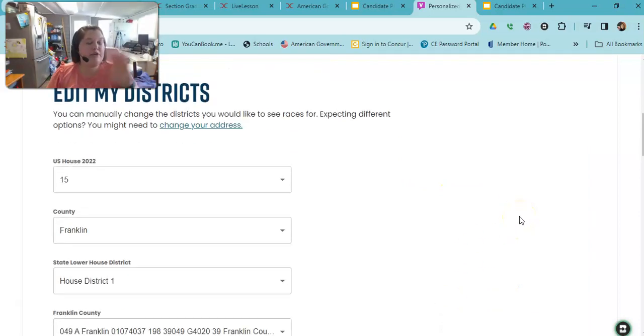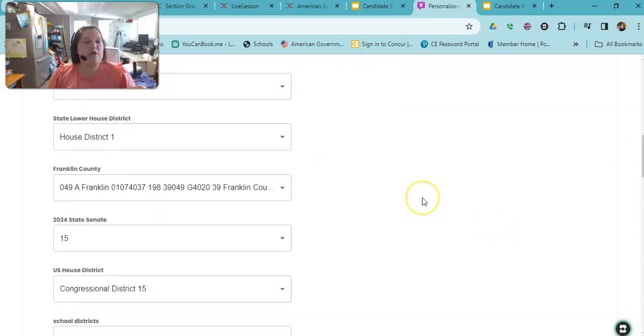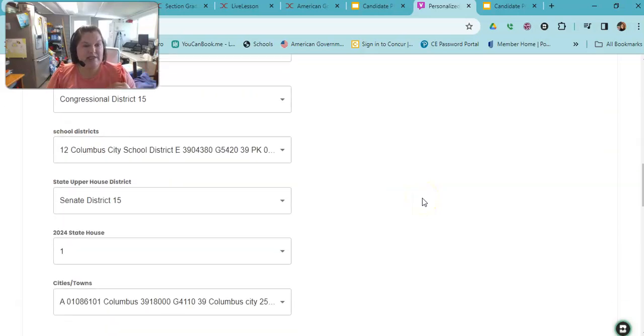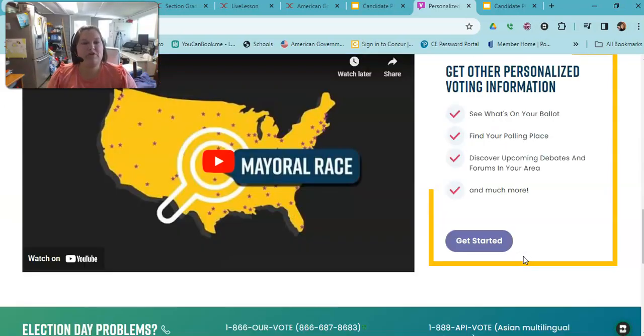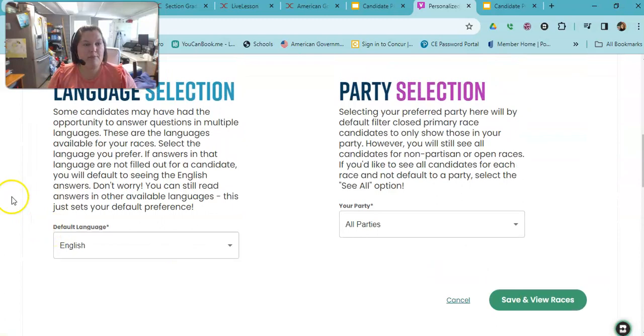There's a few different districts that you might live in if you live in Columbus, so you truly do need to enter in your address. I just don't want to put my address out on the internet, so I'm going to go ahead and accept these as districts. I'm going to hit confirm. Then I'm going to scroll up and pick my language. I'm going to stick with English.